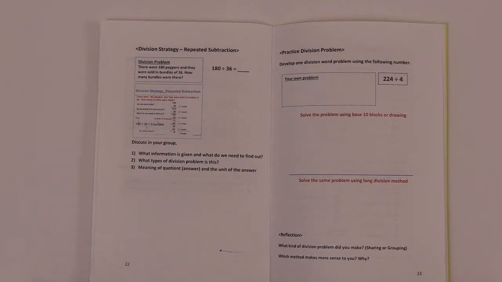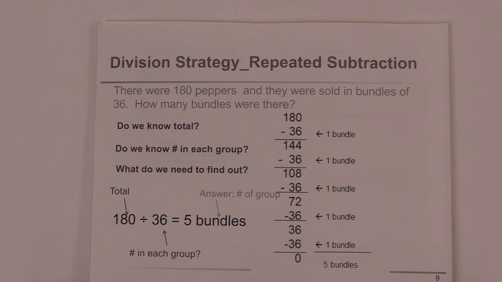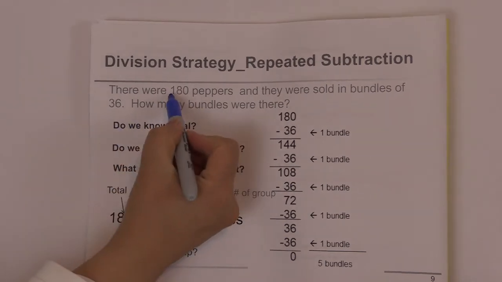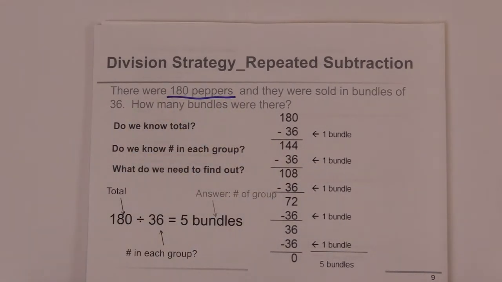So let's read the problem together. There were 180 peppers and they were sold in bundles of 36. How many bundles were there? So what kind of problem do you think this is? I have a print copy here. So, do we know the total? Yes. For a division problem, the total is always given to us, which is 180 peppers.